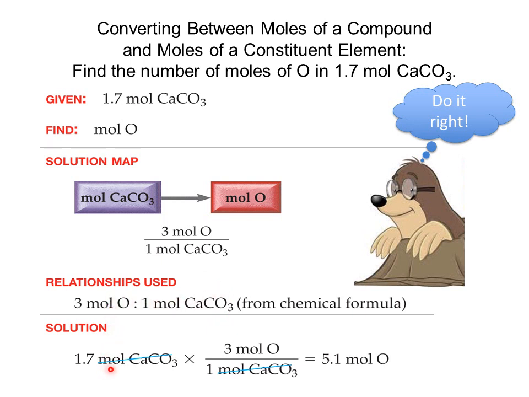Setting it up, 1.7 moles times 3 moles of oxygen for 1 gives you 5.1 moles of oxygen in that compound. Mr. Mole says to do it right.